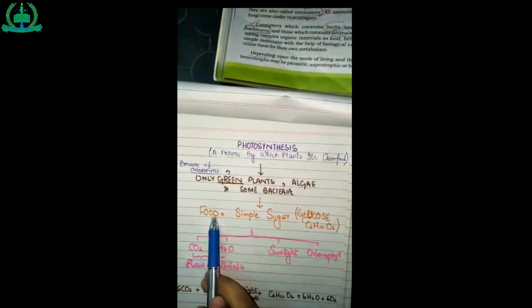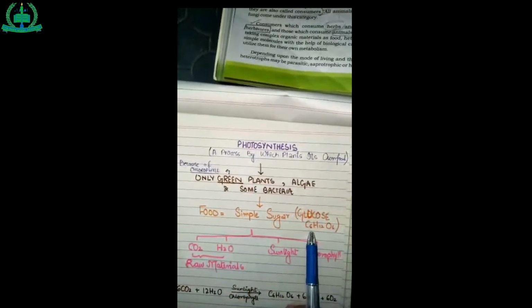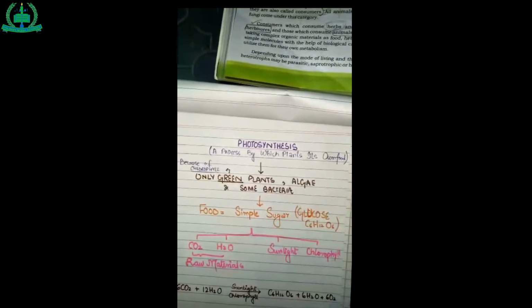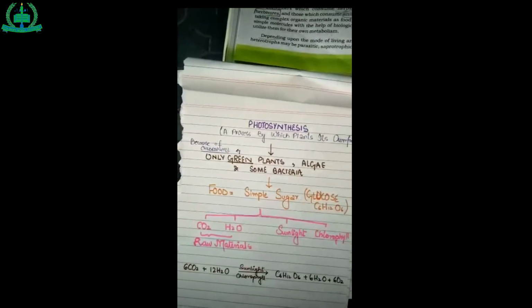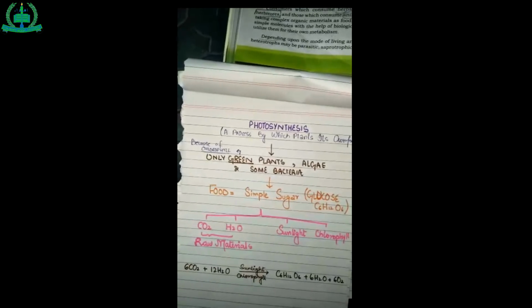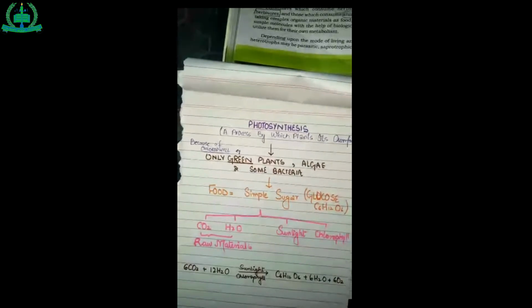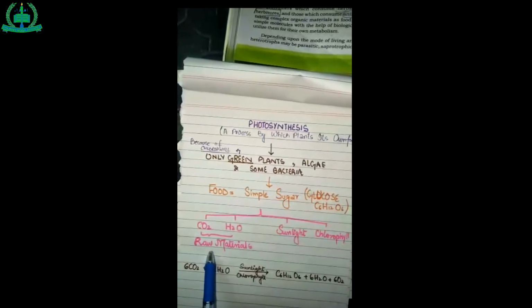Now what do they make? They make their food. What is the food of a plant? Simple sugar. What is simple sugar? Simple sugar is glucose, right? Glucose, C6H12O6. For making this simple sugar, or glucose, there are four components needed. Two are the raw materials, which are carbon dioxide and H2O, like water, right? So CO2 plus H2O, these are the raw materials that play a vital role in the making of glucose. Then plants use the energy from sunlight and use chlorophyll in the making of glucose.